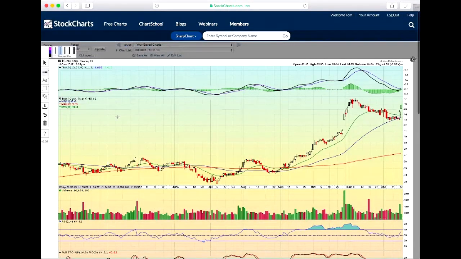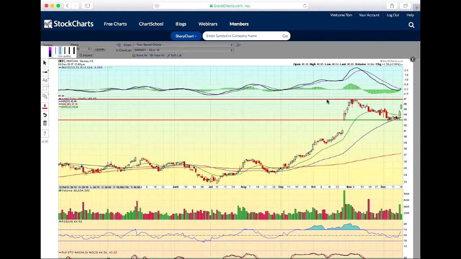But Intel made a great move. And this was the gap support level that I was watching and that it tested along with the 20-day moving average. Notice the RSI down near 40. Notice the MACD at the center line. And now we're getting this move back up. So I think Intel's heading to test that 47 level.